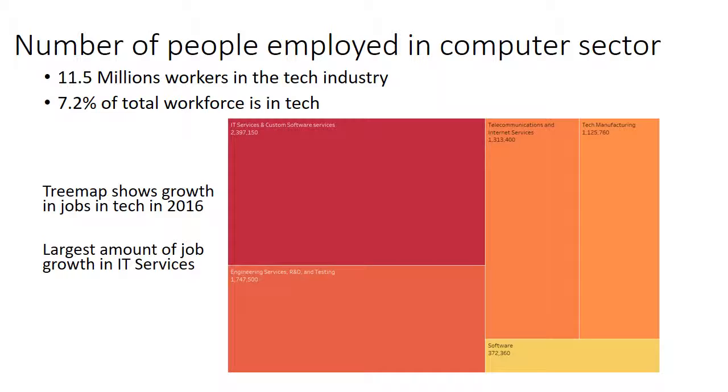This tree map shows the distribution of tech growth in the year of 2016, with the largest growth occurring in the IT services and custom software services, and the smallest growth occurring in software. We saw a little bit of growth in tech manufacturing and telecommunications, but predominantly in IT services.